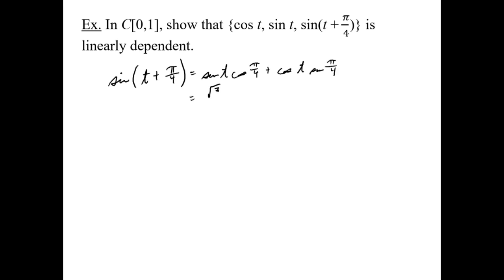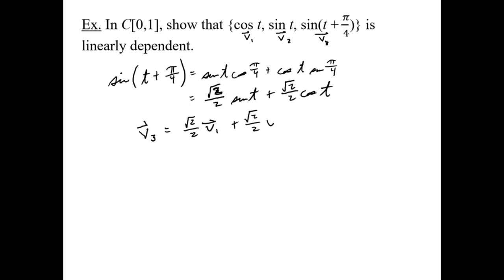And so that's radical 2 over 2 times sine t plus radical 2 over 2 times cosine t. But notice, if I call this, say, V1, V2, and this over here is V3, notice what I'm saying is that V3 equals root 2 over 2 times V1 plus root 2 over 2 times V2. That's a dependence relation. So therefore these are dependent.